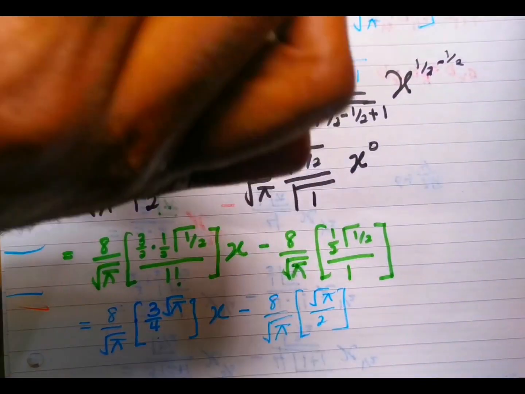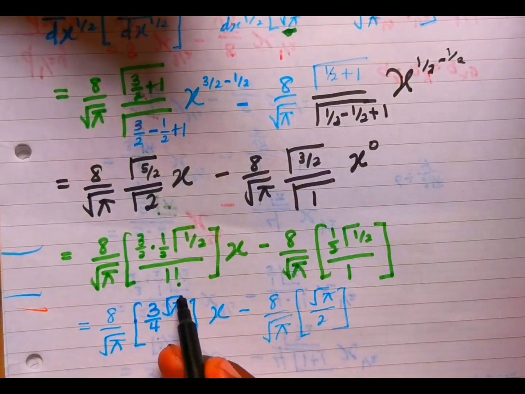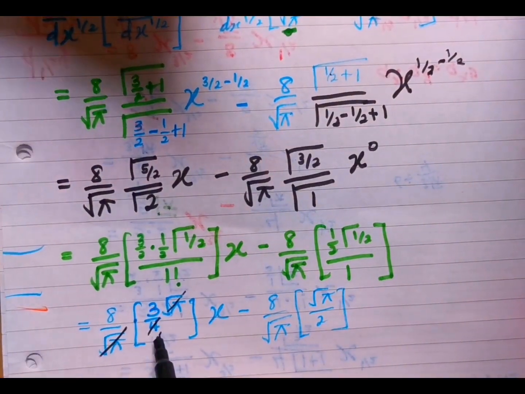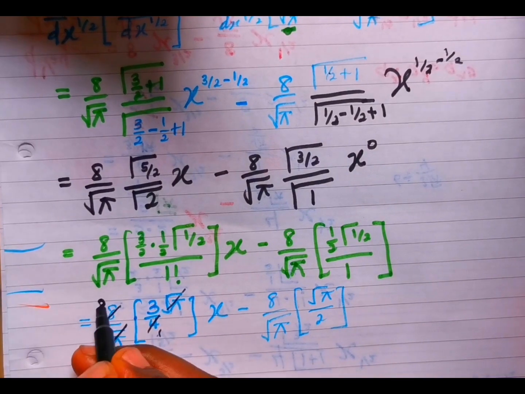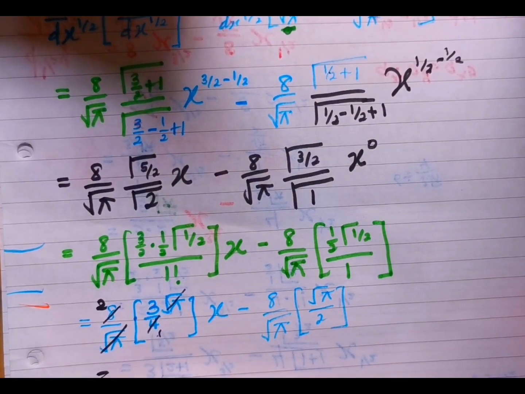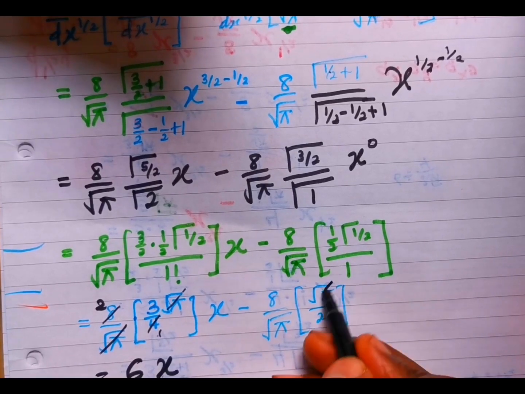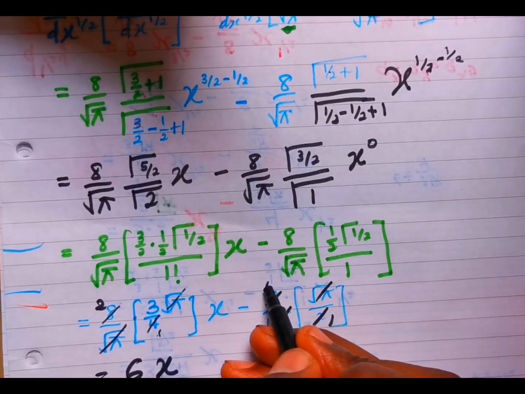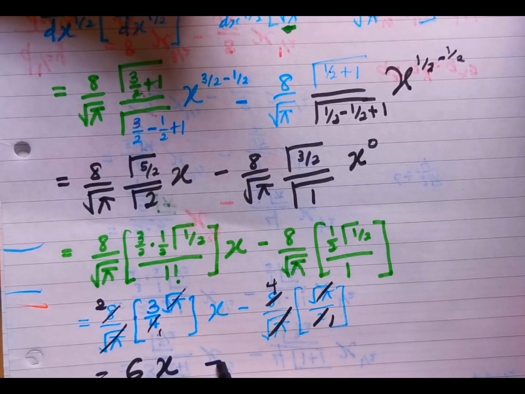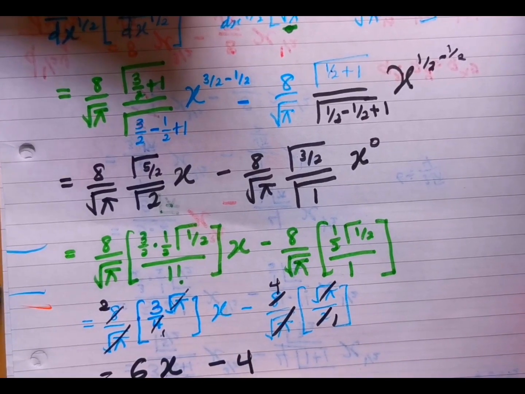Good. Now we can cancel out over here. Pi cancels pi, 4 here and 8 here give 2. So 2 times 3 is the same thing as 6x. Pi cancels pi, 2 here and 8 here give 4. So I have minus 4. So these are our final answer.